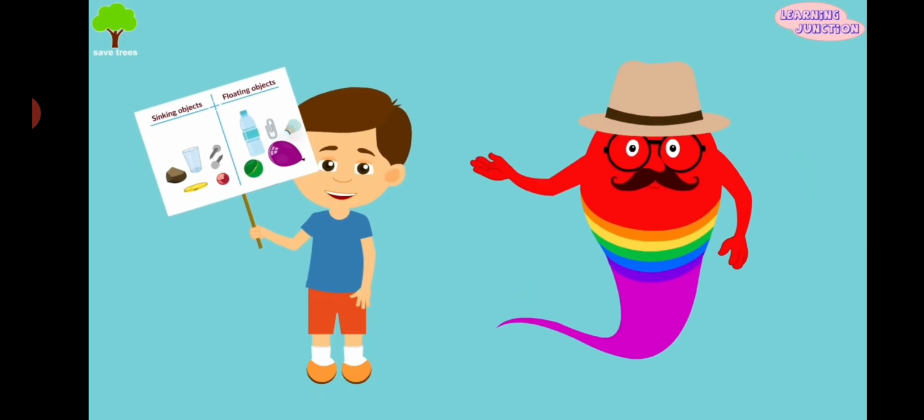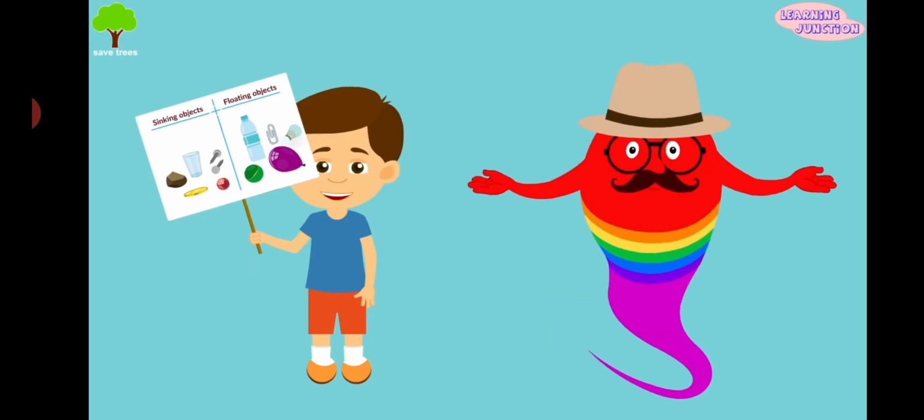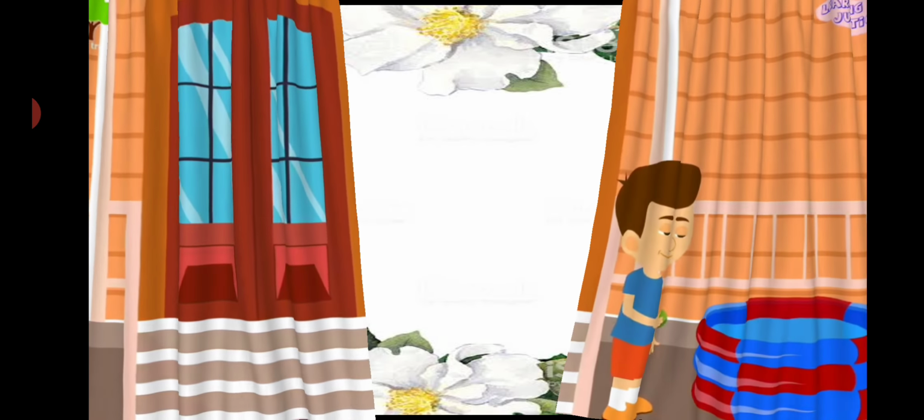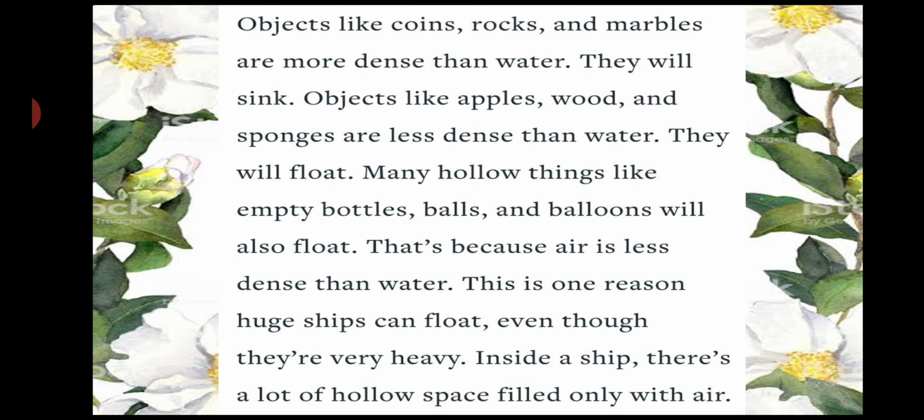Now you know the reason why some objects are floating and some are sinking, right? Children, objects like coins, rocks, and marbles are more dense than water. Their molecules are tightly packed. Their weight is more than water, so they will sink. On the other side, objects like apples, wood, and sponges are less dense than water. Their molecules are loosely packed, so they will float.